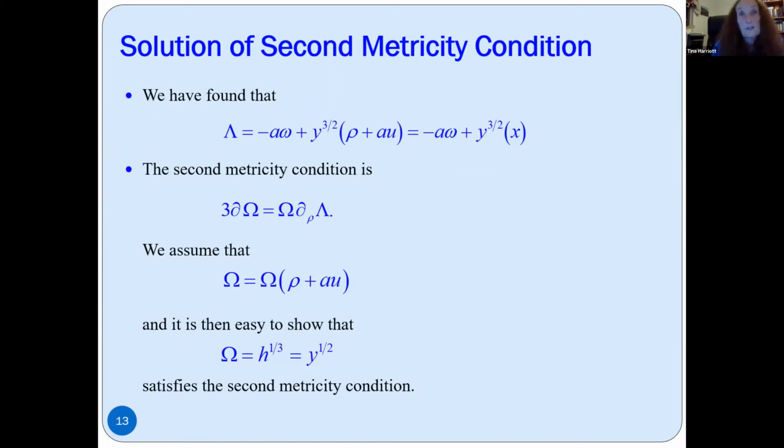So now we turn to the second equation to be solved. We have our form for lambda, and with a simple assumption that omega depends on rho and u only in the combination in which they appear in lambda, it is easy to show that omega equal to y to the half satisfies the second metricity condition.